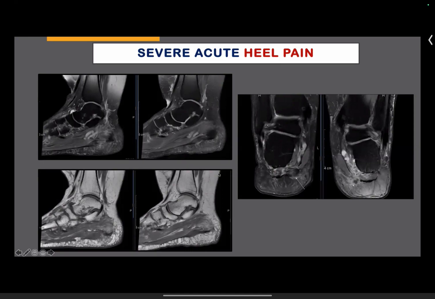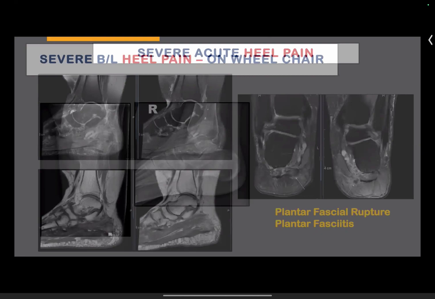See, and when you look at the short axis view, there is focal fluid signal there. So this patient had acute plantar fascial rupture. So when somebody presents with severe kind of symptoms, you always have to think about, could there be a rupture? So tendon rupture, ligament rupture, injury, you have to think about trauma in the acute setting. Okay. What about this patient then?